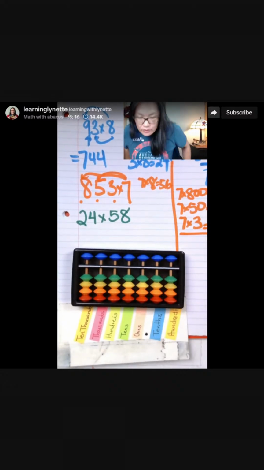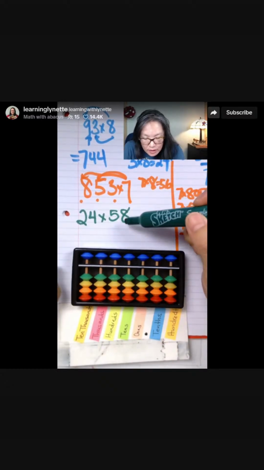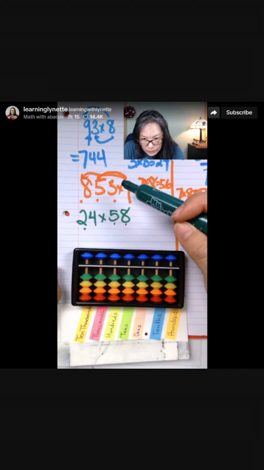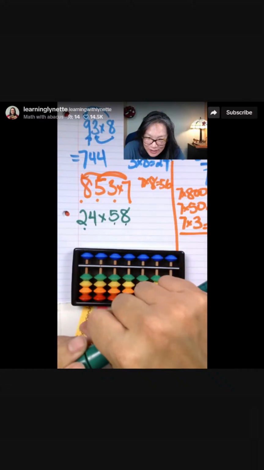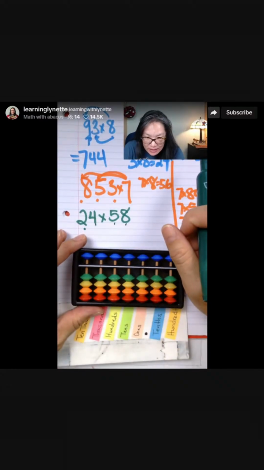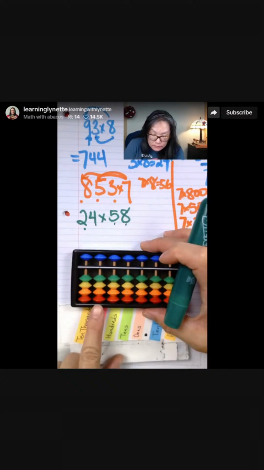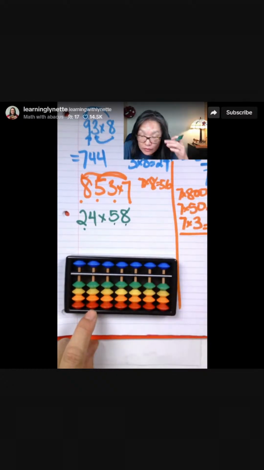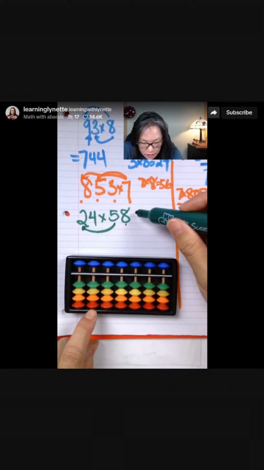So we have 1, 2, 3, 4. Count the digits. 8, 1, 4, 4. So we 1, 2, 3, 4. The first thing we're going to do is the distributive property. We're going to go from left to right. So we have 2 times 5, which is equal to what?